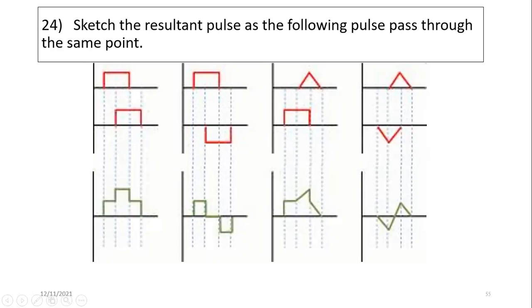Okay. So it doesn't cancel. We just add the two together. This part is 0, it will be maximum. This part is 0, it will be maximum. Then you join the two parts.